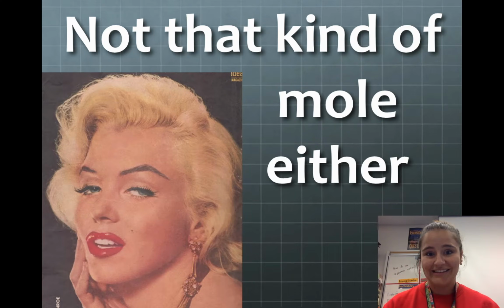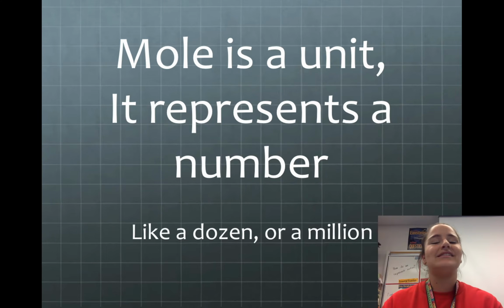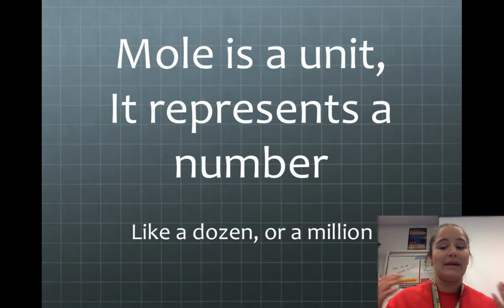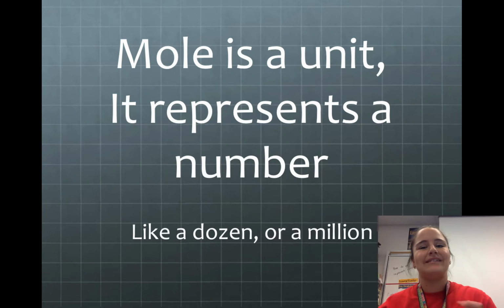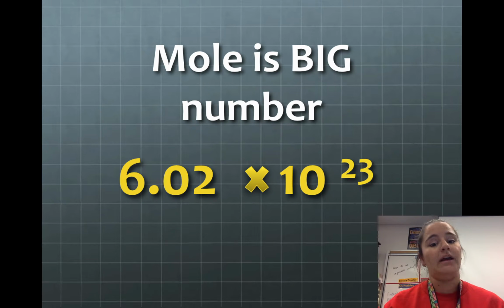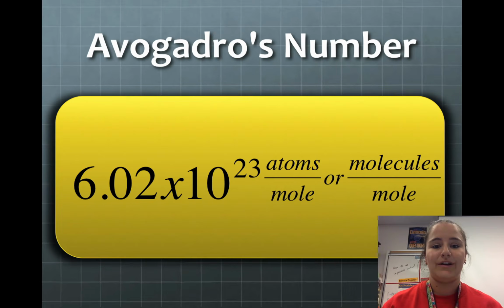What the mole is, is a unit. It represents a number. Just like when you say a dozen, it means 12. Or when you say a million, that means a 1 with 6 zeros after it. The mole is just like that, but it's a big number. It is 6.02 times 10 to the 23rd.